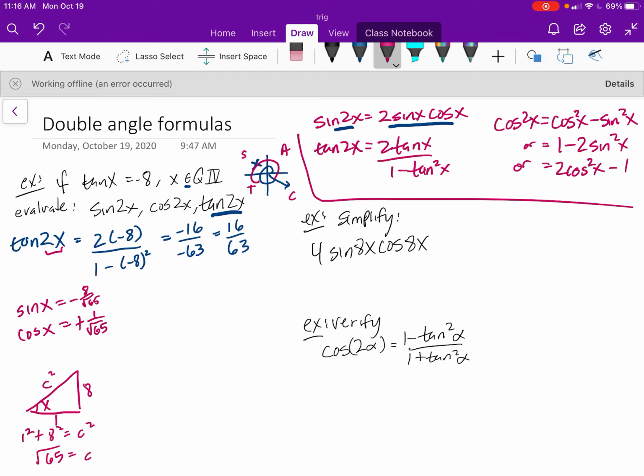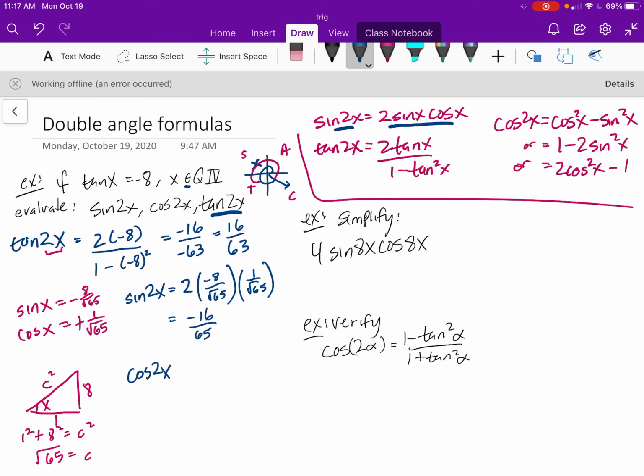Sine 2x says to do 2 times sine x, which is negative 8 over square root 65, multiplied by cosine, 1 over square root 65. And I get negative 16 over square root 65 times square root 65, which is just 65. And that's it.